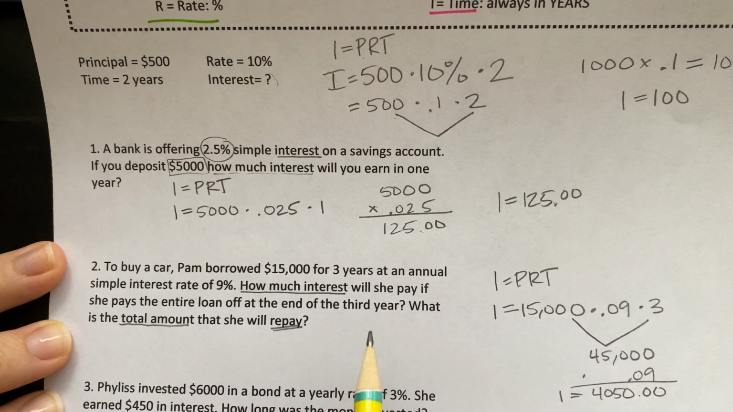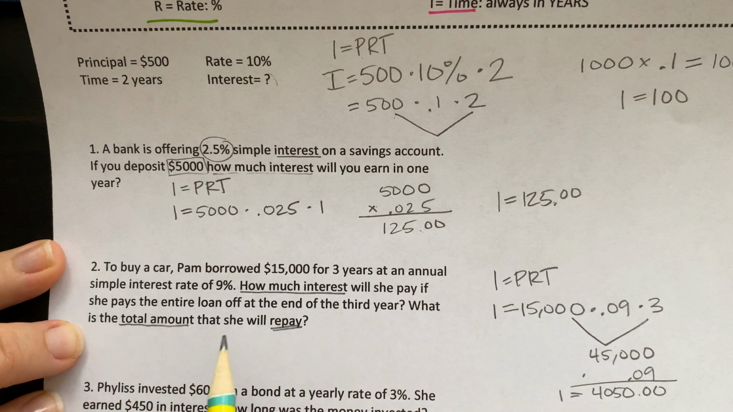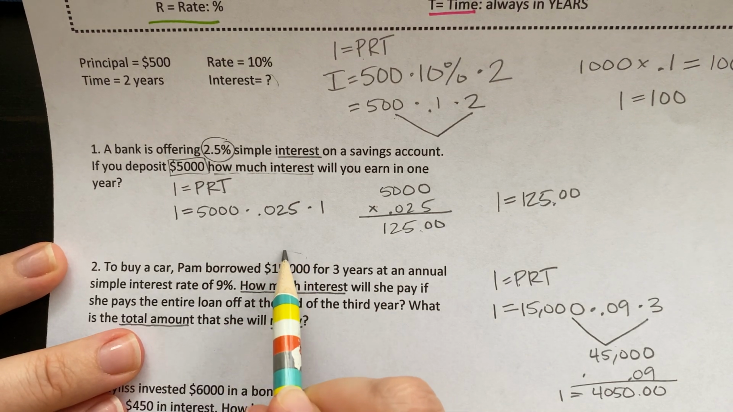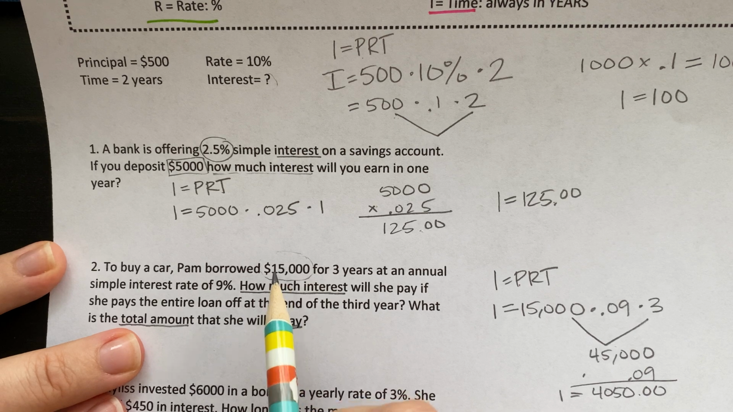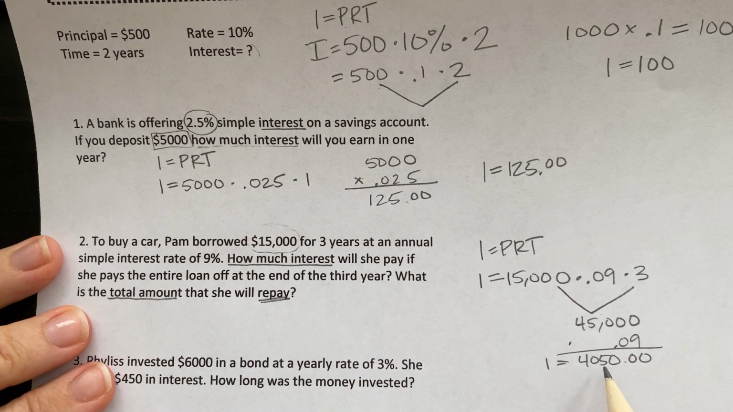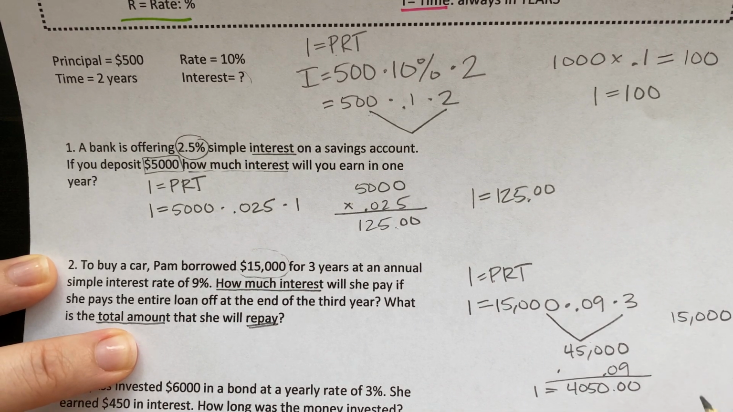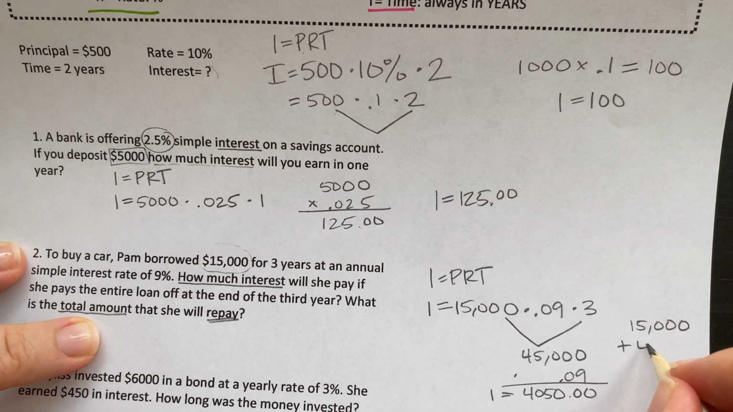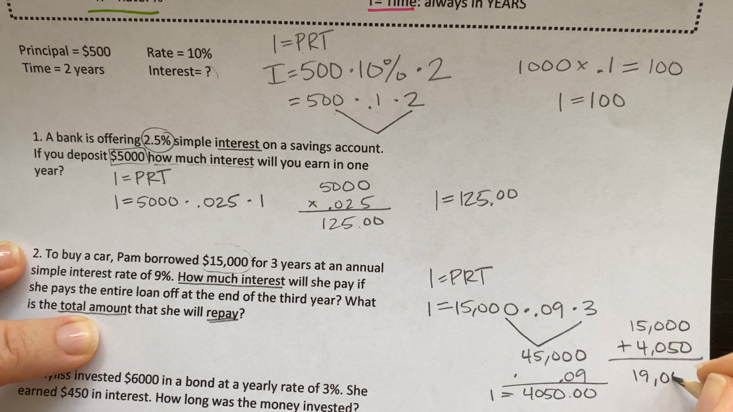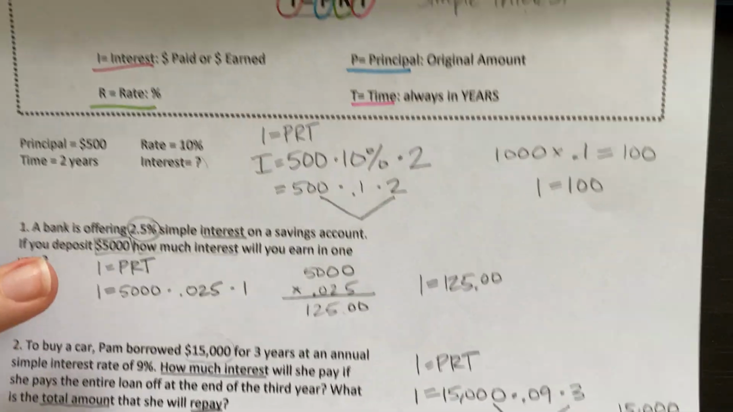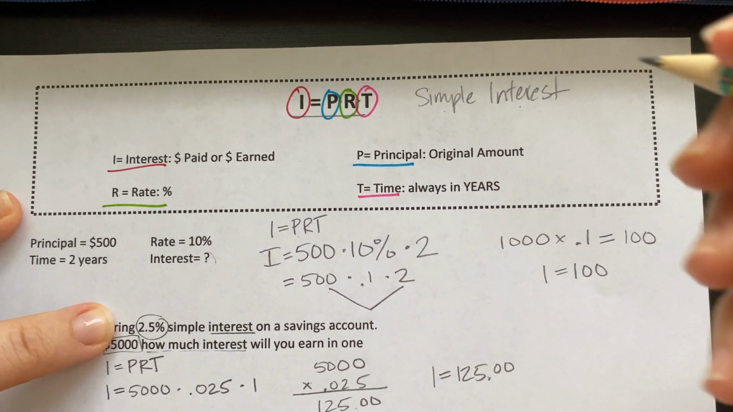Okay. Now the second question, what is the total amount that she will repay? So Pam not only has to pay back the principal amount, the initial amount that she borrowed, but she also has to pay back this interest amount. So to figure out the total repaid, all we're gonna do is add 15,000 and 4,050. It's the principal plus the interest, and you would get $19,050.